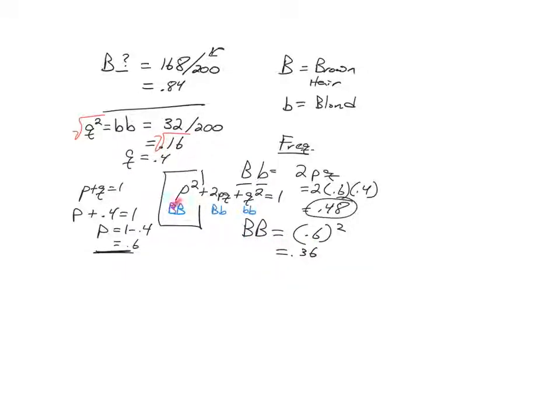Guys, this equation is the frequency of each of the genotypes in a population. The frequency of big B, big B is P squared. We figured out P by subtracting Q from 1, and that got us 0.6. Square it, you got 0.36. Take 0.6, press square on your calculator, and you'll get 0.36. That's how we got this.